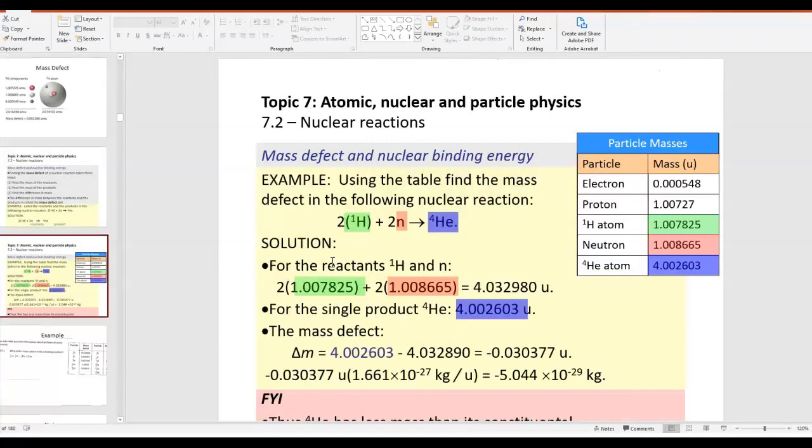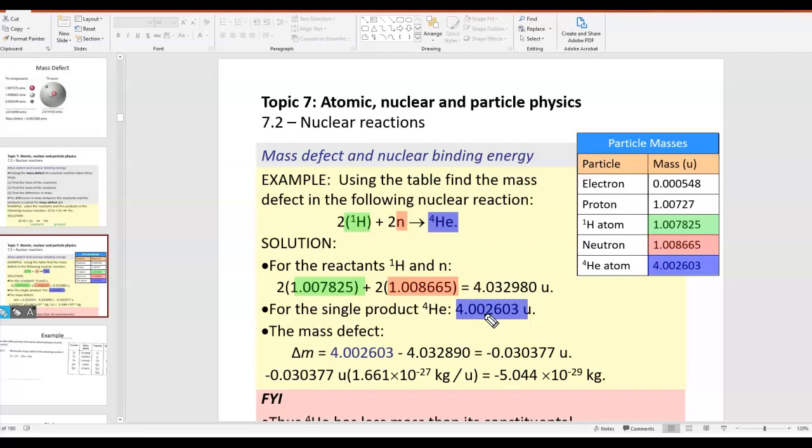This is based off of an IB question that was given in the past, where on the IB exam, they gave students this little chart that had all the different masses on it. What you see here in this calculation is basically the same calculation we did at the beginning of this video. You take the mass of 2 protons and 2 neutrons and add them up, because that's what's on the left side. That's the mass of the reactants. And then you subtract the mass of the products.